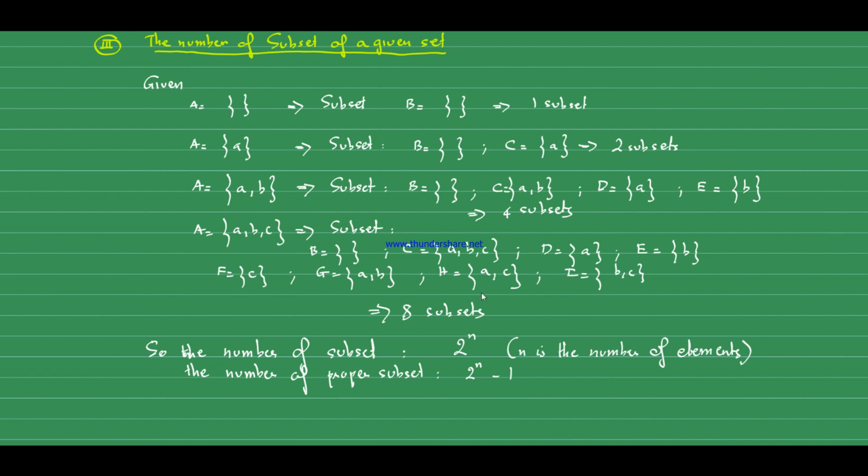So n could be 1, but we don't have n equals 0. N equals 0 means 2 to the 0 is 1, so we don't have any subset; that's not the case. And n is also the number of elements of the set. So whenever n equals 1, there will be only one subset instead of 2.